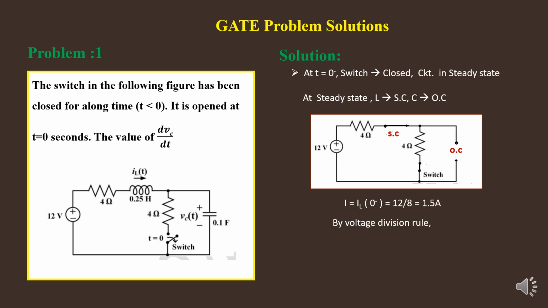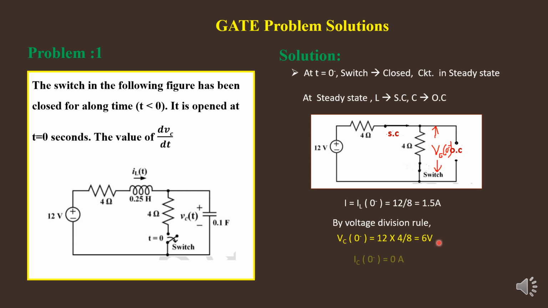Vc of 0 minus is nothing but the voltage across the 4 ohms resistance. The voltage across the capacitor is nothing but the voltage across the 4 ohm resistance. So we can use the voltage division rule and find the voltage across the capacitor at 0 minus. So Vc of 0 minus equals the total voltage 12 volt into 4, that resistance, by the total resistance, 4 plus 4 which is 8. 4 by 8 is 1 by 2, so 12 by 2 is 6 volt. So we got the voltage across the capacitor at the initial condition as 6 volt.